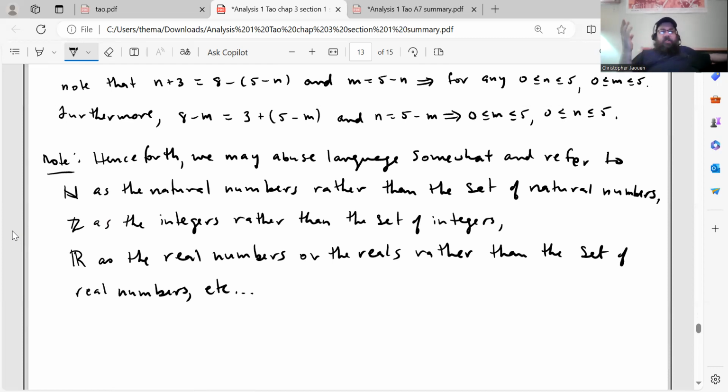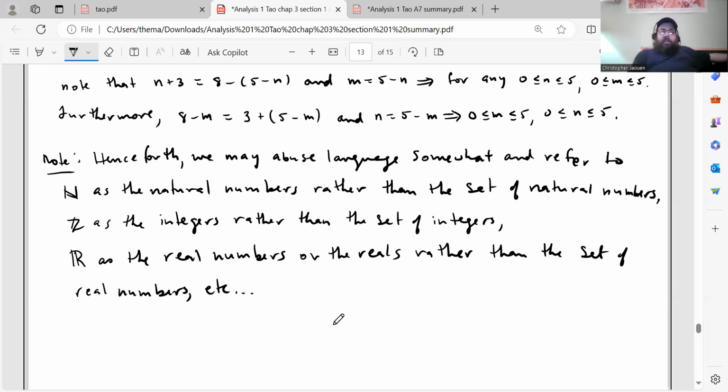So here's the last note in section 3.1. Henceforth, we may use language somewhat loosely and refer to the natural numbers N as the natural numbers rather than the set of natural numbers, Z as the integers rather than the set of integers, R as the real numbers or the reals rather than the set of real numbers, etc. So we'll sometimes abuse language that way, is what he's saying in the book.